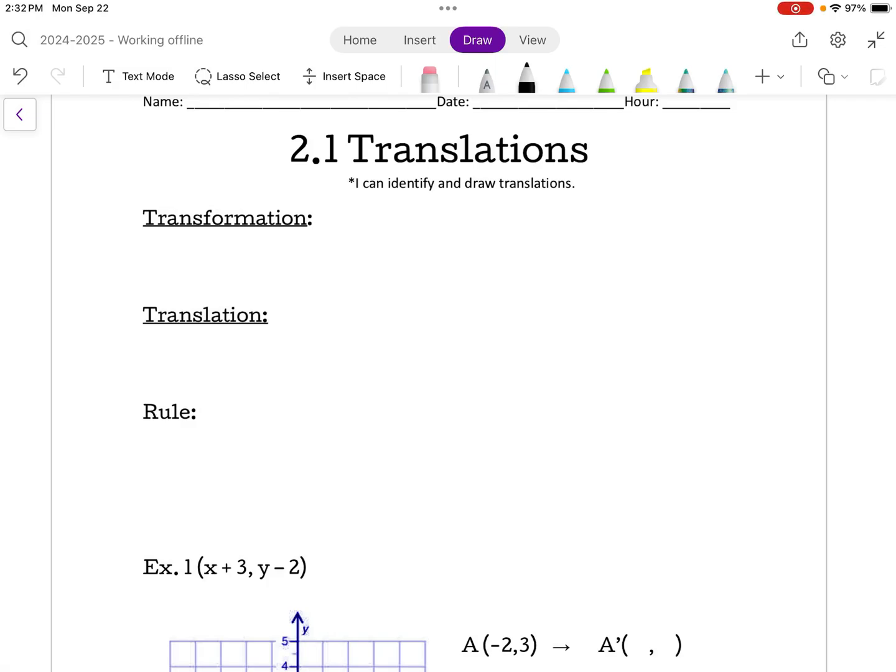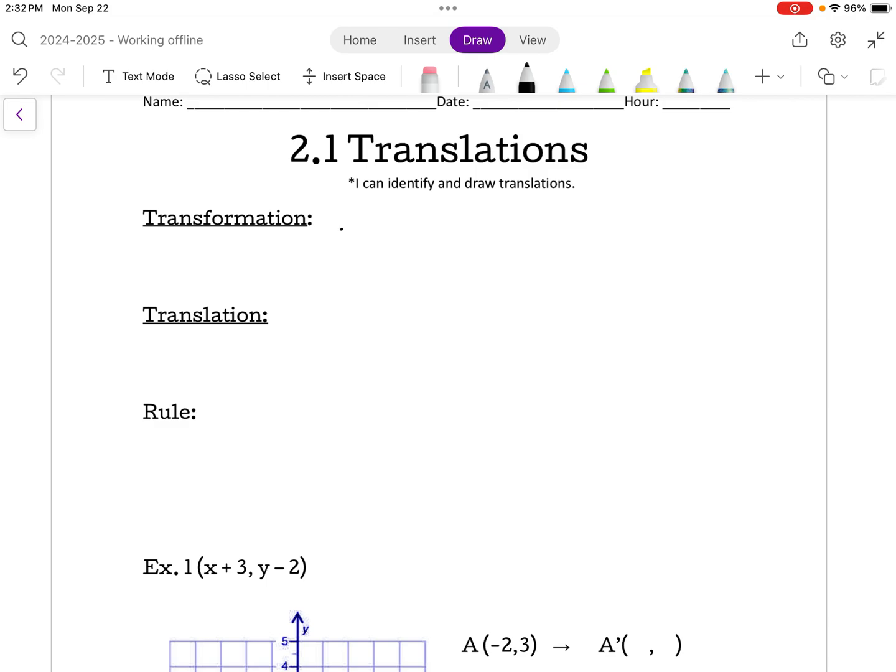All right, our next lesson is 2.1, translations. The I can statement is I can identify and draw translations. So the first thing I'm going to do is put a definition of what a transformation is. A transformation is kind of a broad term that covers all of the different lessons that we're about to do. We're going to get into translations today, and then reflections, rotations, dilations. Those are all considered transformations.